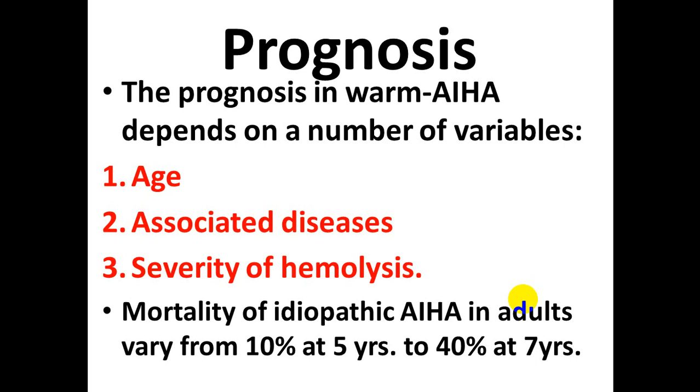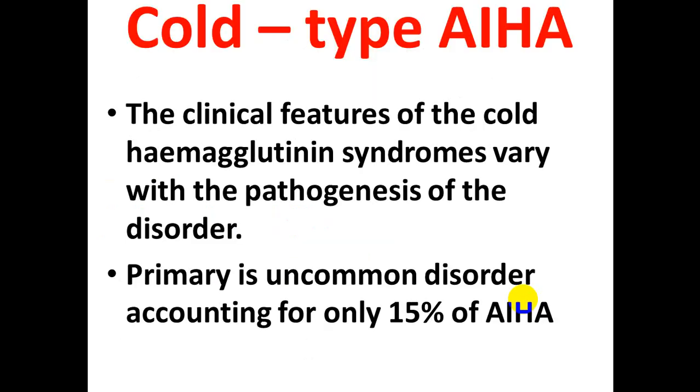The prognosis in warm autoimmune hemolytic anemia depends on a number of variables: age, associated diseases, and severity of hemolysis. Mortality in adults varies from 10% at 5 years to 40% at 7 years.